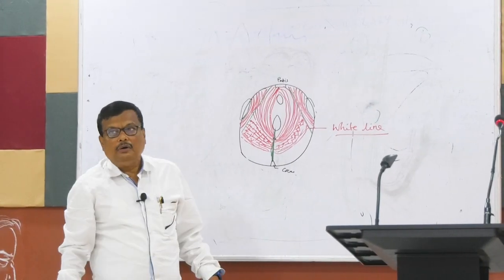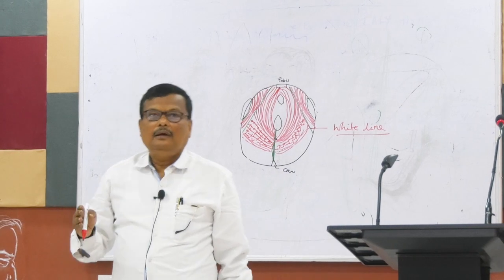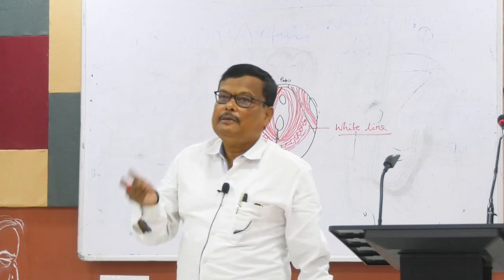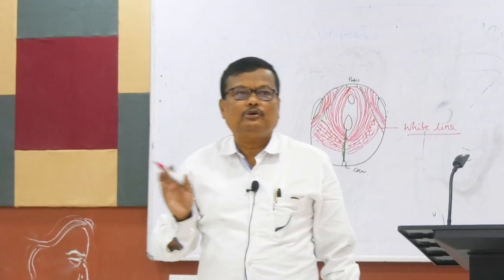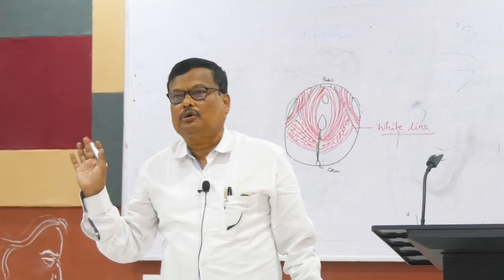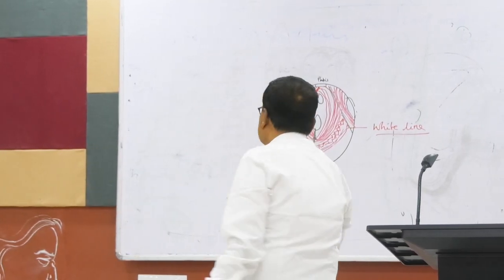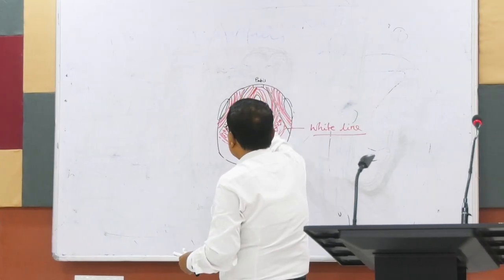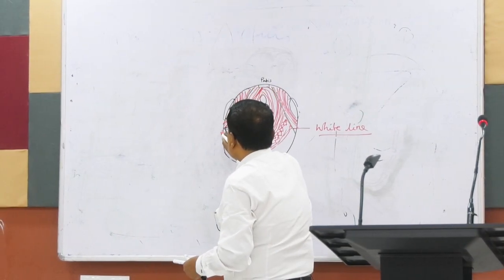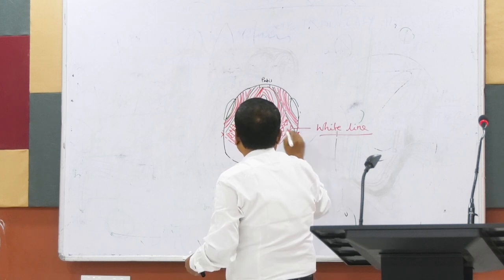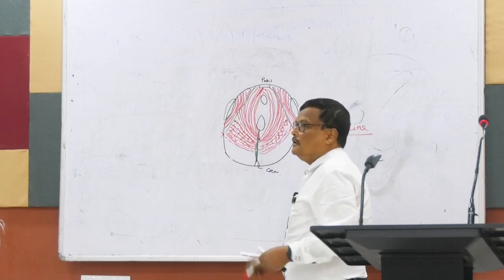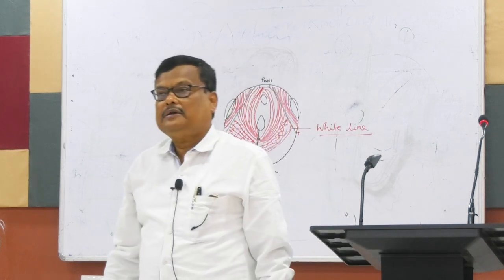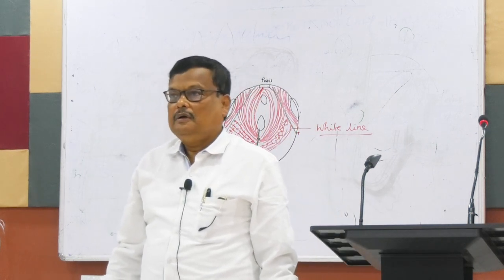Recently it has been found that the anterior, upper part is a part of levator ani and the lower part is a part of obturator fascia. Details are covered. On the obturator fascia, there is a thickening extending from the pubic region to the ischial spine. It is called the white line of the pelvis. Very important line. White line of the pelvis.